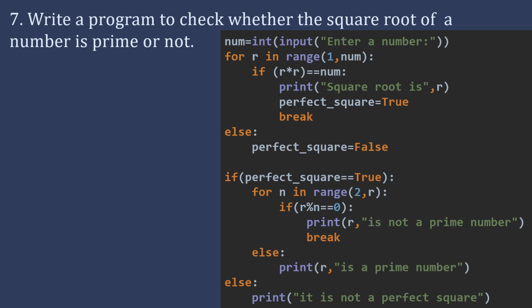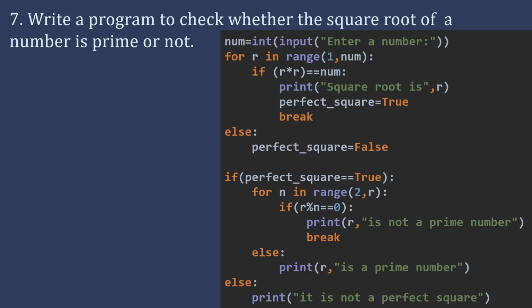And I have taken one more variable, perfect square, that will be assigned the value true, and it will break. That means it will come out of the loop whenever it finds a square root of this number. Otherwise, if it checks all the numbers, the for loop will complete its execution, and it will not find any number whose square gives you the number num. Then it will assign the value false to the variable perfect square. So this is the first half of the program.